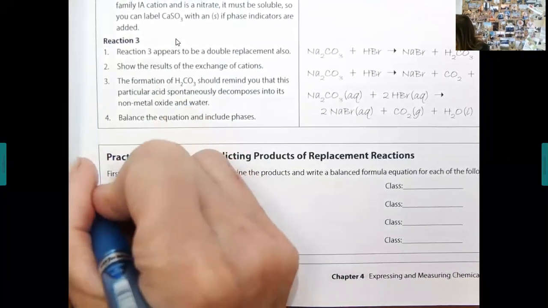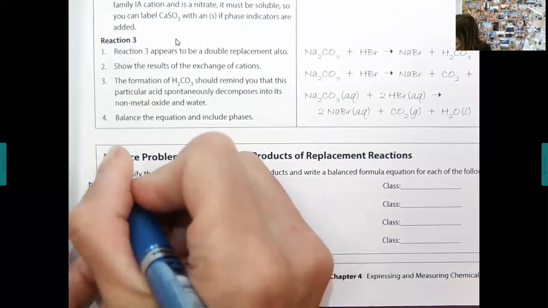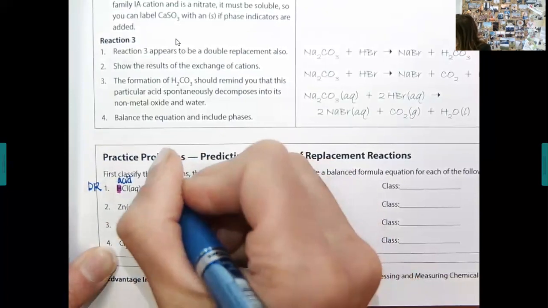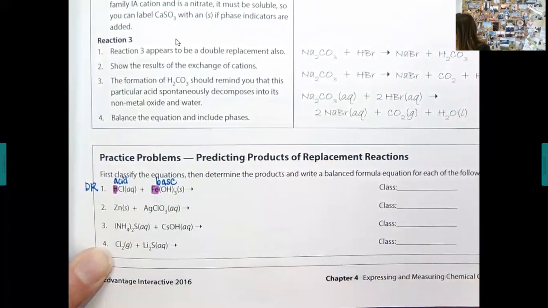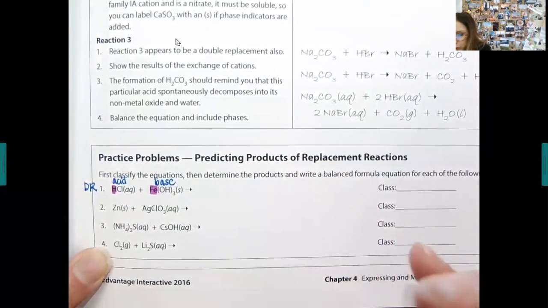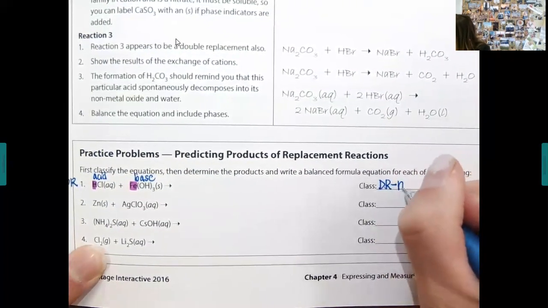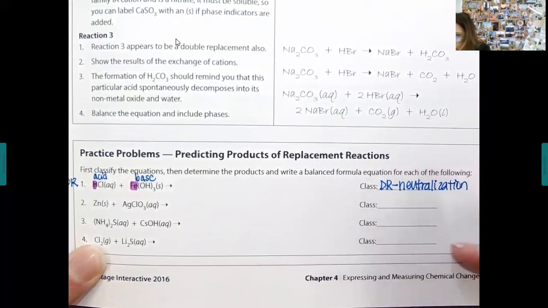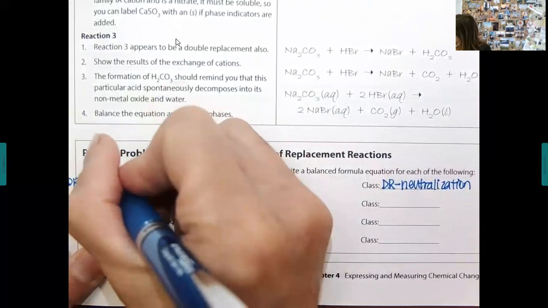This is a double replacement reaction because I've got two compounds combining. But this is actually an acid because it begins with hydrogen, and this is actually a base because it contains a hydroxide. So that means this is a neutralization reaction, which is a special type of double replacement reaction. So I'm going to write DR/neutralization here, okay?